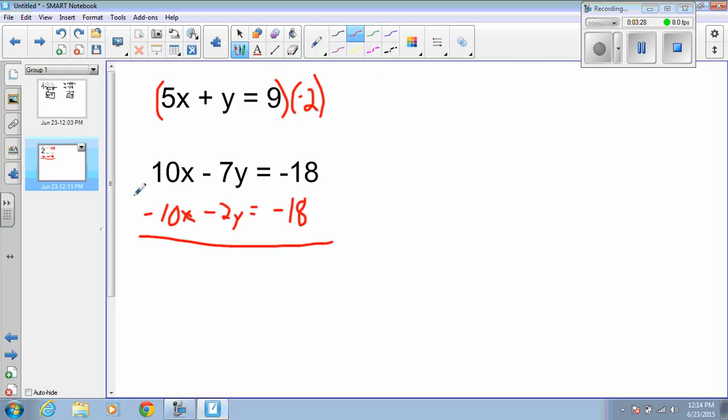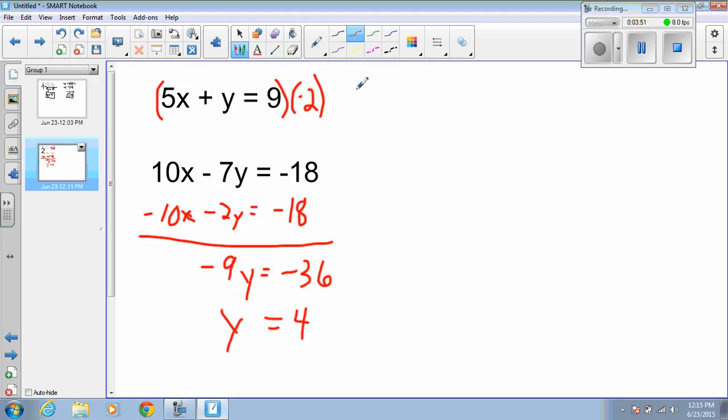And if I add them up, 10x plus a negative 10x is 0. I get negative 9y here. And negative 18 plus a negative 18 is negative 36. That tells me that y, divide both sides by negative 9, y is going to be equal to 4.